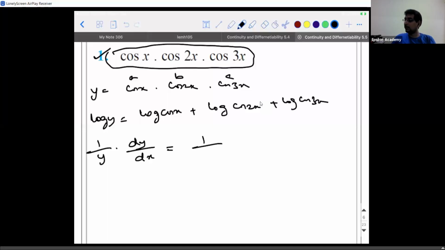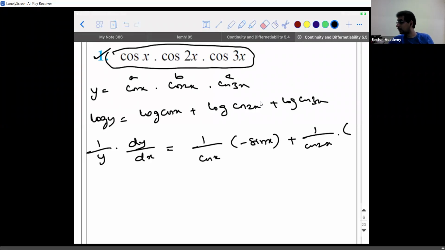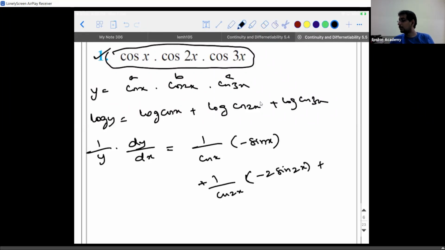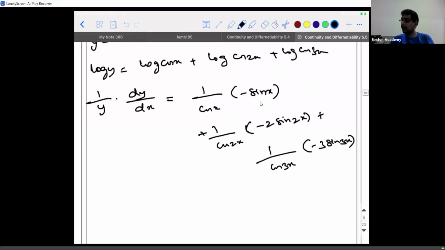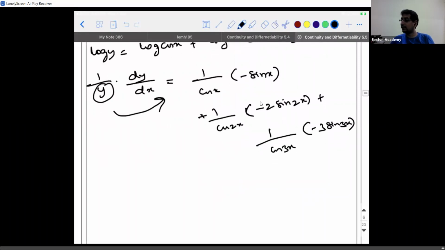So log y is nothing but 1 by y into dy by dx is equal to derivative of log of cos x, which is 1 by cos x into derivative of cos x, that is minus sin x, plus 1 by cos 2x into derivative of cos 2x. Can I directly write it, assuming everybody is confident with the chain rule? Minus 2 sin 2x plus 1 by cos 3x into minus 3 sin 3x. Okay. Take the y to the other side and that will give you the answer.